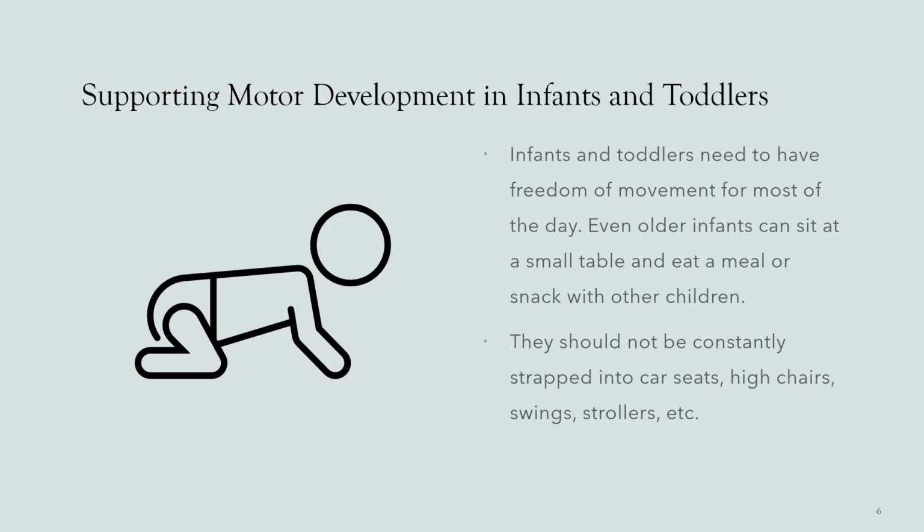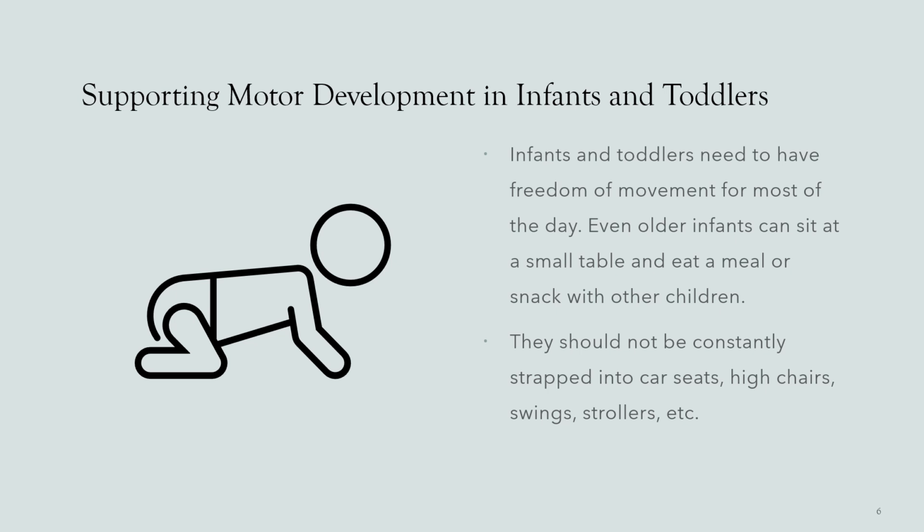One of the objectives for this module is supporting development in different domains for infants and toddlers. I want to focus specifically on motor development for a minute because there are a few things I'd like you to keep in mind with motor development in infants and toddlers. Infants and toddlers really need to have freedom of movement for most of the day. So I made the note here that even older infants can sit at a small table and eat a meal or a snack with other children.